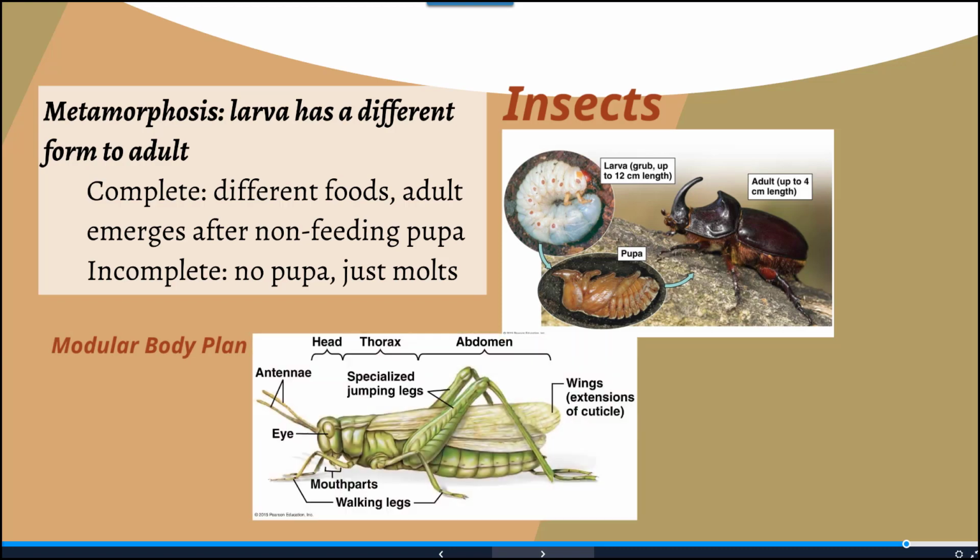They have a modular body plan. So it tends to be a head and a thorax or a cephalothorax in some of these organisms, and then an abdomen, but they all will have some form of a jointed appendage, which is going to have that kind of hinge.